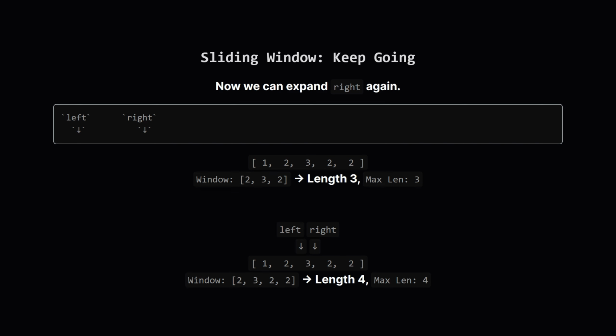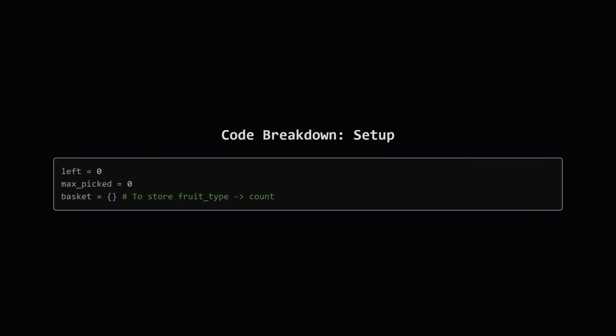Okay, here's the Python code that implements the sliding window logic we just discussed. It might look a little intimidating at first, but we'll break it down piece by piece. Don't worry, it follows our logic exactly. First, we initialize our variables. The left pointer starts at the beginning of the list, at index 0.